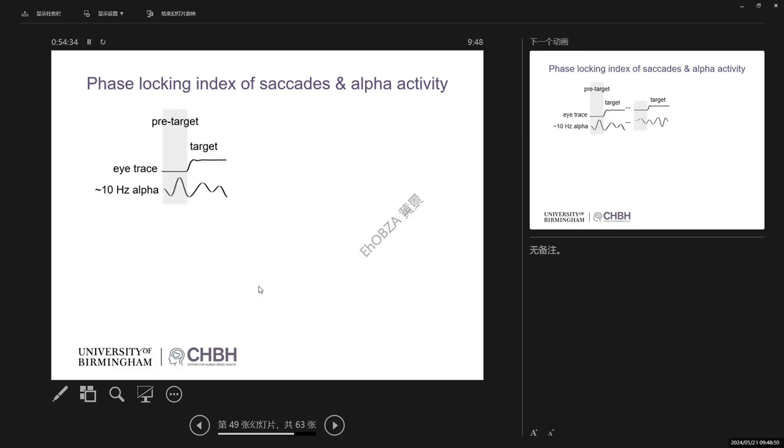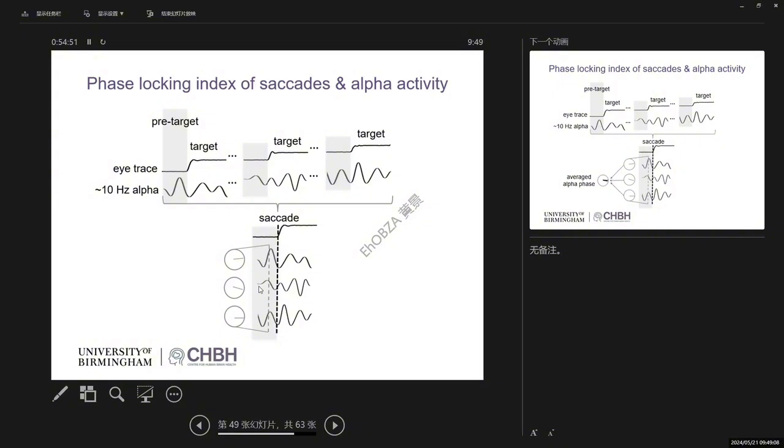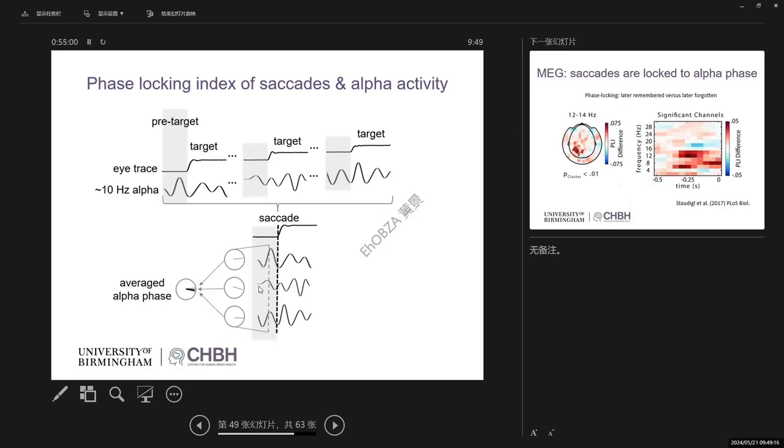So we can consider one saccade, another saccade, and a third saccade, right? Basically, we have all these saccades, and then we look at the ongoing brain oscillations before the saccade to ask, are the saccades locked to the phase of these ongoing oscillations? The way to test for this is to derive the phase of the alpha oscillations prior to the saccade, and then ask, are these phases aligned, right? So we have been using a phase locking index to do that.